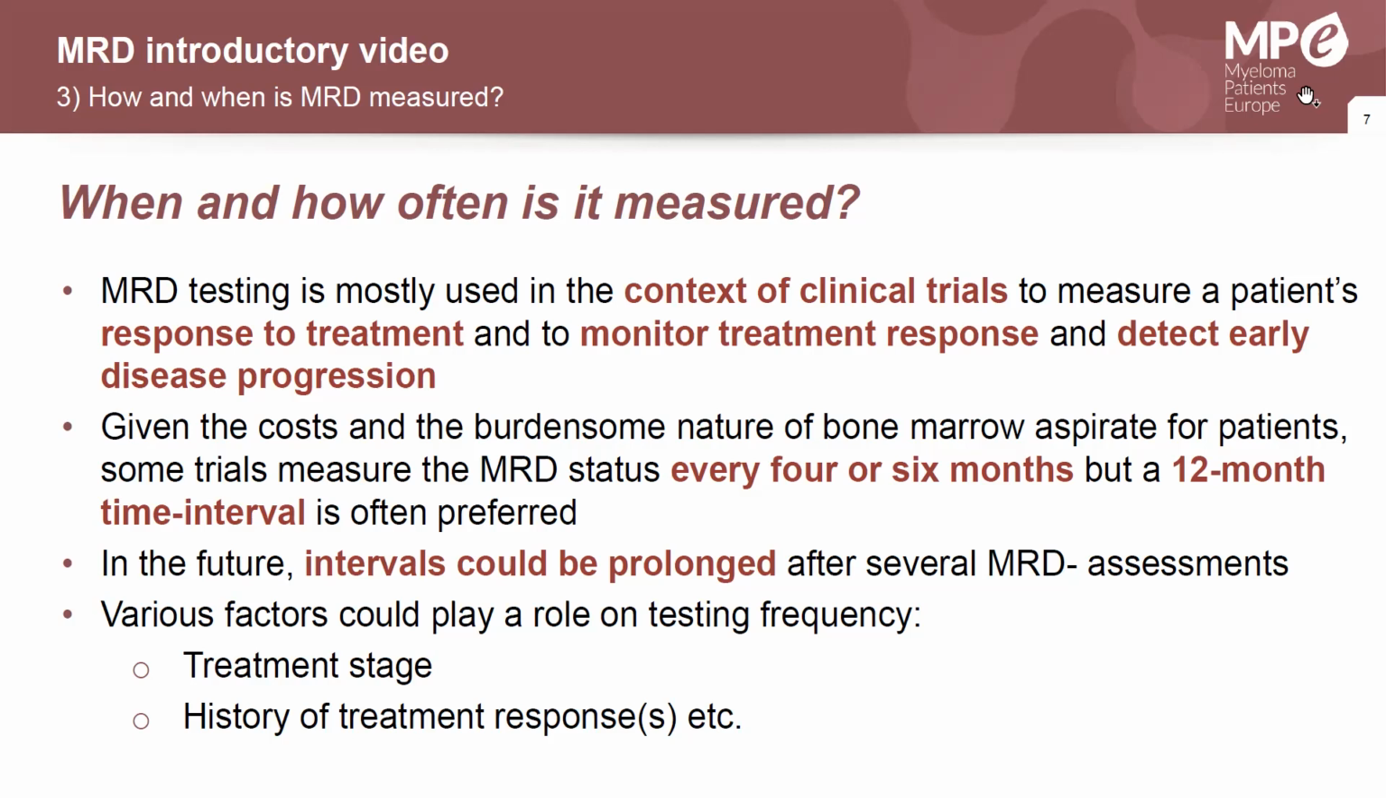At the moment, a 12-month time interval between 2 consecutive MRD tests is often preferred, though it's known that in the relapse refractory setting, a shorter interval would be more appropriate. As researchers know more and more about MRD and what it means, intervals could be prolonged after several MRD negative assessments, and future trials will help determine best practices.